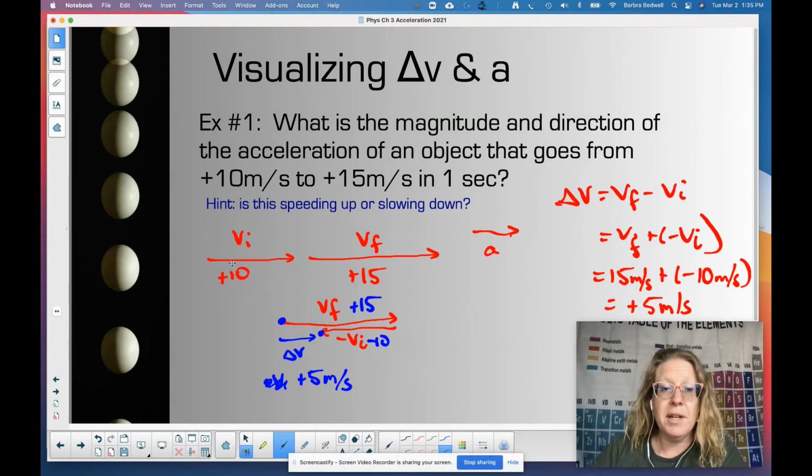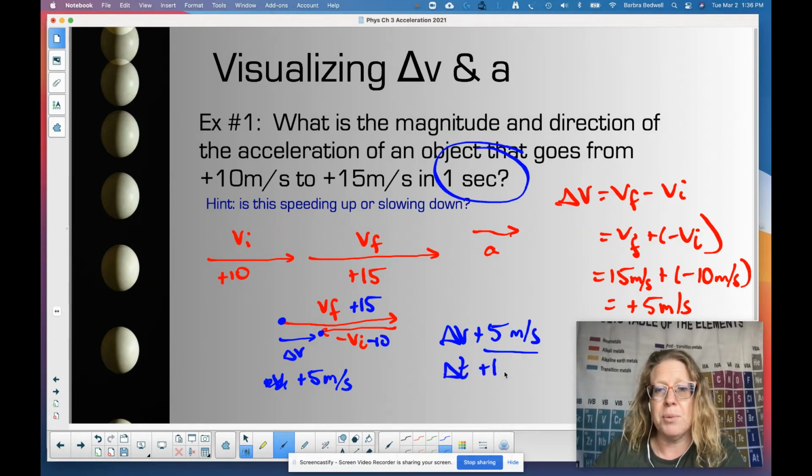So again, our delta V here was in the same direction as VF, right? Going that same way. That means our acceleration is also in that same direction, because our delta V here was positive 5 meters per second. And we know what our time was from our original problem, 1 second. That means our acceleration is positive 5 meters per second squared. Again, going in the same direction, speeding up.